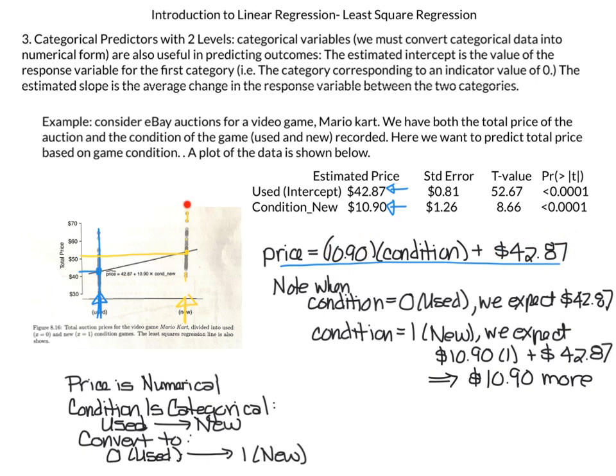And then here, our average price for totally new is $10.90 more than the $42.87. In other words, it's the $52 over here. So here's our price. When condition is used, we expect $42.87. And when condition is 1, new, we expect $10.90 more. As I mentioned, I consider this kind of sketchy, but it is kind of clever. And if you need an estimate, this is a good way to do the estimate. I can't think of a better way.